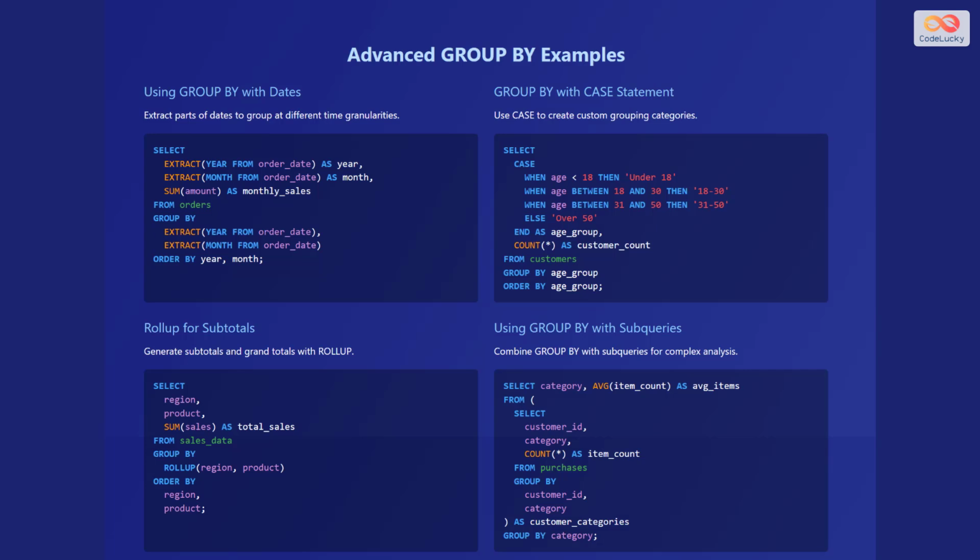Now let's see group by with subqueries. This query combines group by with subqueries for complex analysis. This query calculates the average number of items per category. It selects the category and calculates the average item count. The subquery selects the customer ID, category, and the number of items for each customer and category from the purchases table. It groups the results by customer ID and category. The outer query then groups the results by category.